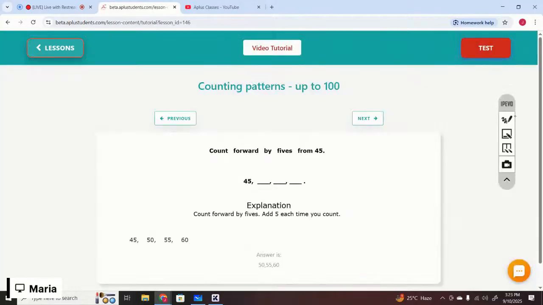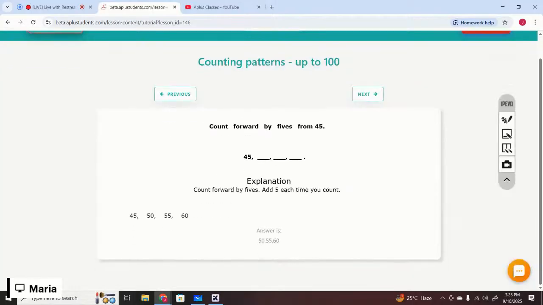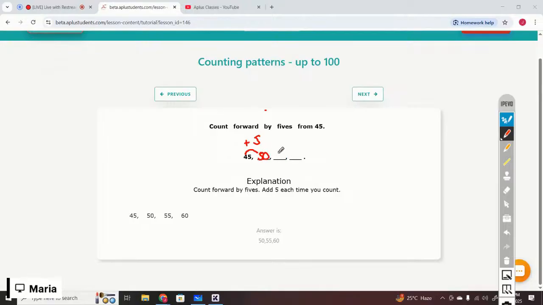Okay, count forward by 5 from 45. So starting by 45, we need to count forward by 5, right? So 45 plus 5, you can keep adding by 5. So 45 plus 5 is 50. Then 50 plus 5 is 55. Then 55 plus 5 is 60.